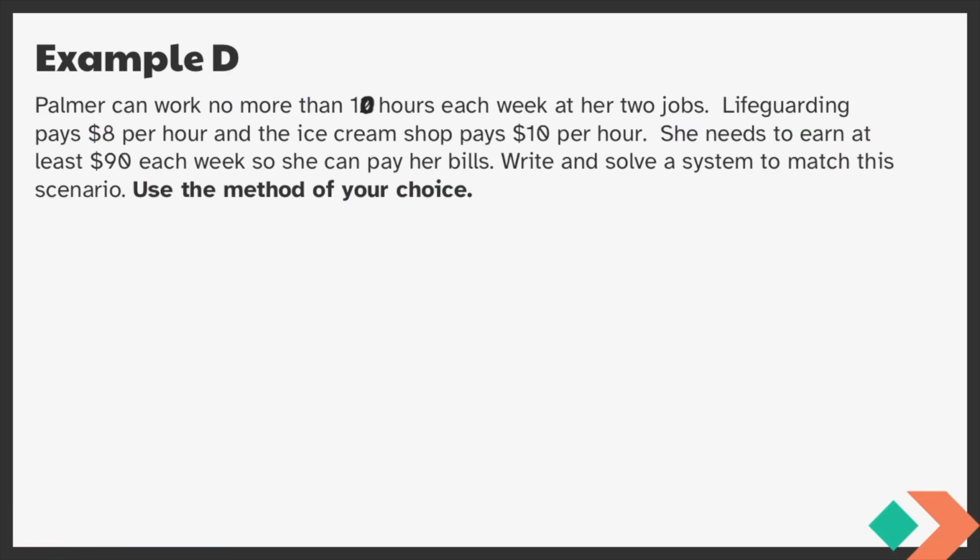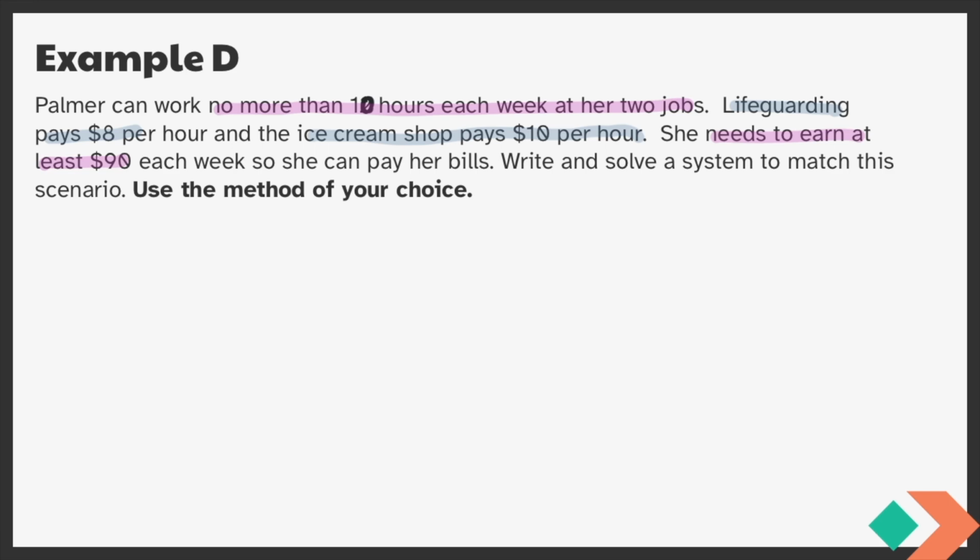Here we are at example D, and it says Palmer can work no more than 10 hours each week at her 2 jobs. So no more than indicates to me that I'm about to have myself an inequality, so I've got to make sure that I pay attention to that. Lifeguard is paying $8 per hour, whereas ice cream shop is going to be paying $10 per hour. So ice cream's a little bit better. She needs to earn at least, so again, we've got more inequalities here, so needs to earn at least $90 each week so that she can pay her bills.